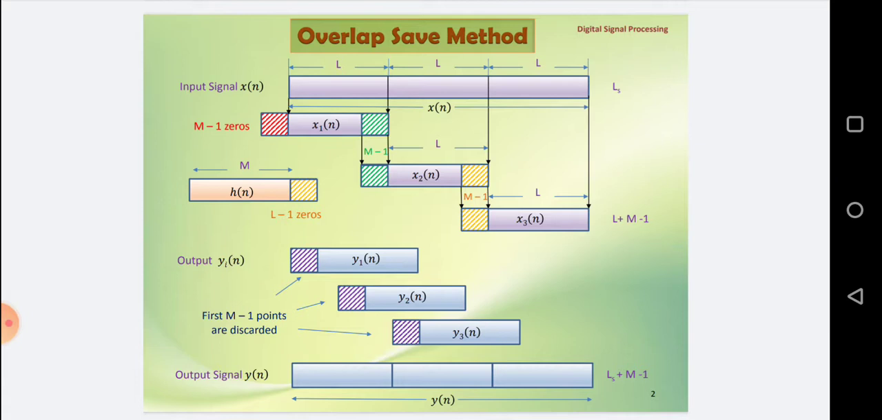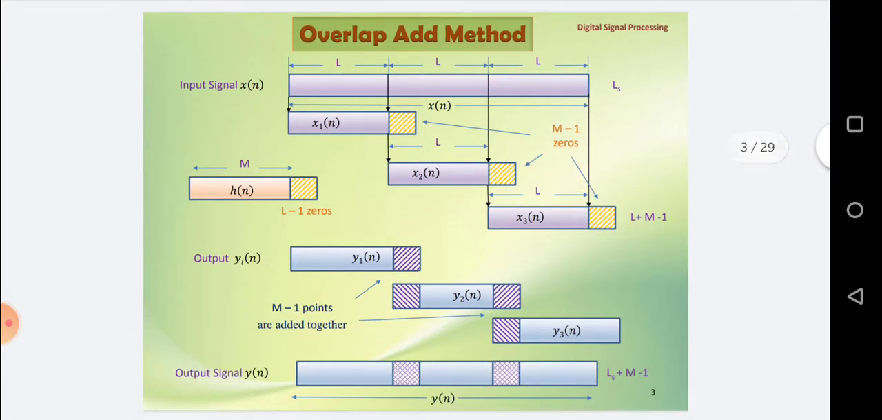To get the final output of overlap save method, we have to discard the first M minus 1 points from each output block. That is, to get the final output, we discard the first M minus 1 elements of y1 of n, discard the first M minus 1 elements of y2 of n and discard the first M minus 1 elements of y3 of n, and whichever elements are remaining in each output block, we just write them in sequence to get our output signal y of n. So the final output signal y of n will be of length capital Ls plus M minus 1. So this is overlap save method.